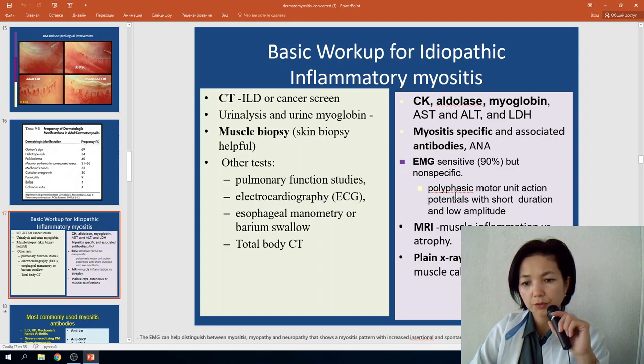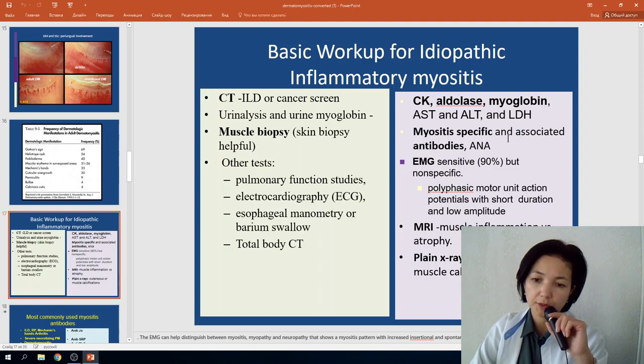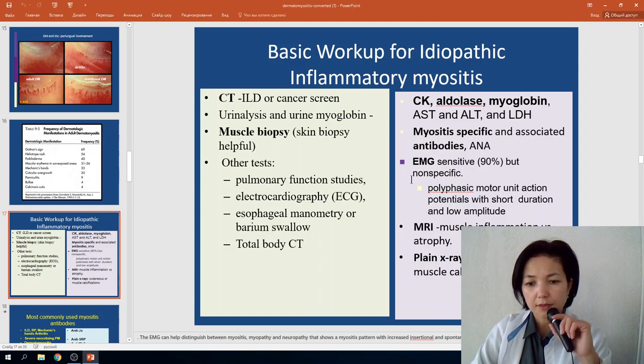Myositis-specific associated antibodies will increase, which antibodies we'll discuss further, and sometimes there may also be positive ANA, anti-nuclear antibodies. But you know, ANA is more characteristic for systemic lupus erythematosus. But ANA may also be positive in other autoimmune disorders like scleroderma, polymyositis, dermatomyositis, Sjögren syndrome, and so on. Electromyography sensitivity of this test is very high, up to 90%, but not very specific. What we can find in electromyography are polyphasic motor unit action potentials with short duration and low amplitude.